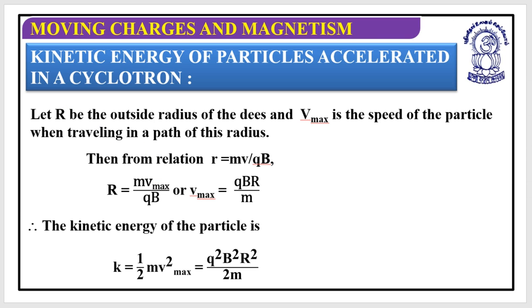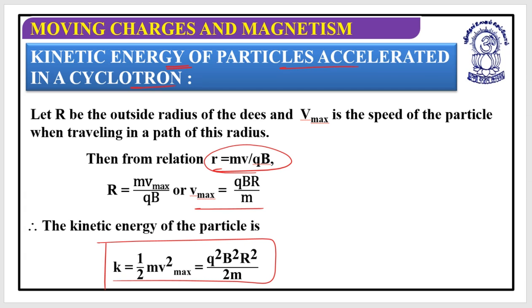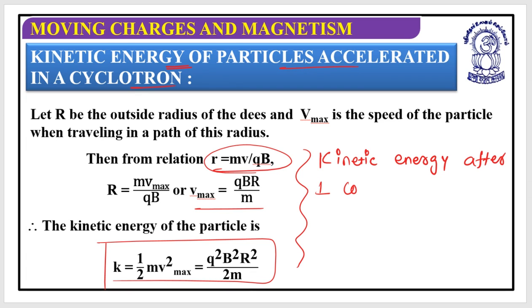So let's calculate the kinetic energy of the particles that are accelerated in a cyclotron. From the relation we know that R is equal to mv by qB, and from this v max is qBR by m. The kinetic energy of the particle can be given as q square B square R square by 2m. Now one more thing: what is the kinetic energy after one complete revolution?